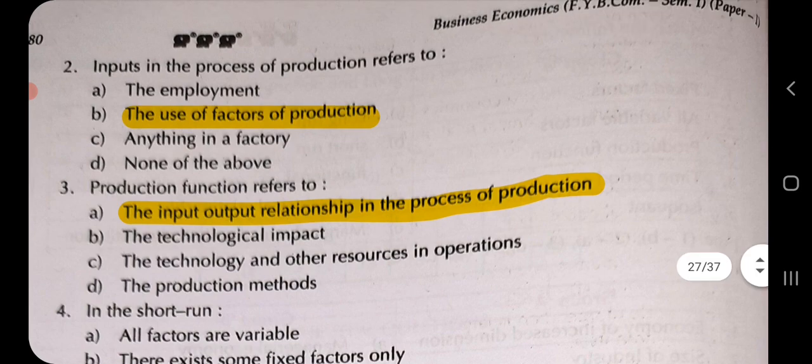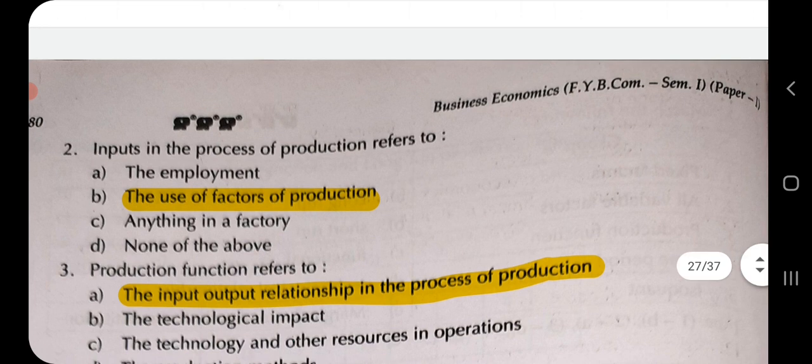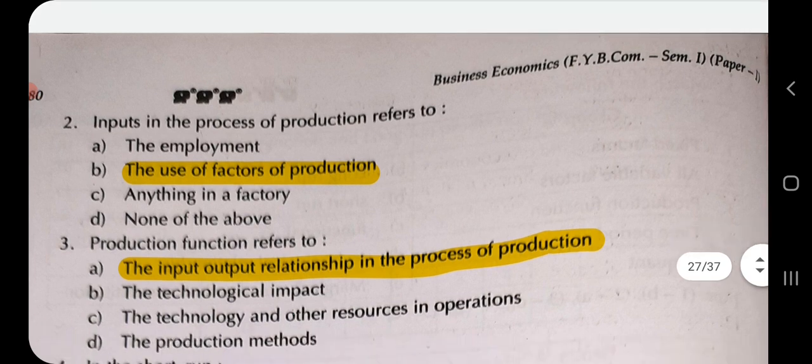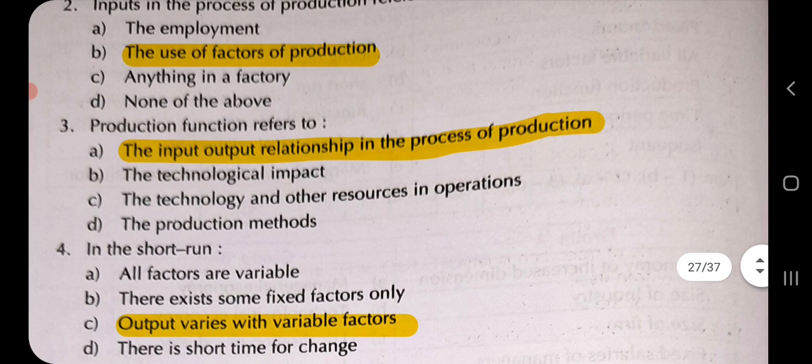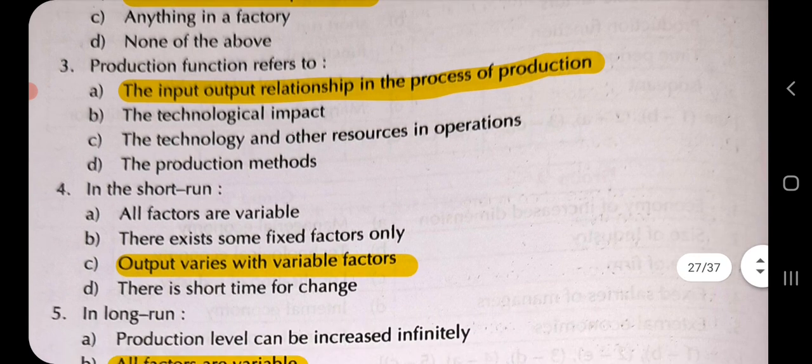The next question: input in the process of production refers to use of factors of production. Definitely if you want to produce goods you require factors of production. Third question, production function refers to dash dash. Production function क्या रेफर करता है? The input output relationship in the process of production. A is the correct answer.